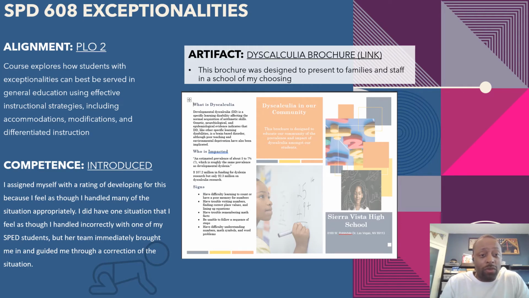When we talk about the artifact I have here, I have a brochure on dyscalculia. Now, dyscalculia is something I had never even heard of, but it's directly related to math, which is what my BS is in, and that's what I teach, math. So why not develop a brochure on something that I actually teach and aligns with exceptionalities? Competence, I say, is introduced.